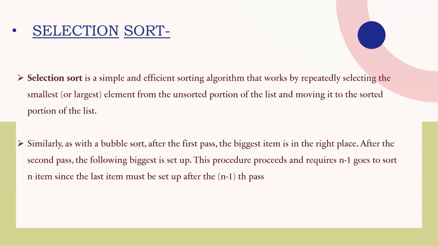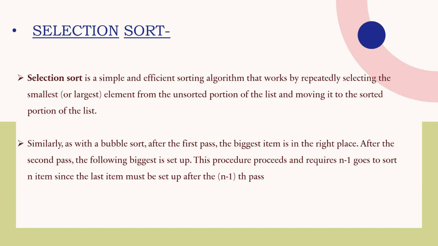Selection sort is a simple and efficient sorting algorithm that works by repeatedly selecting the smallest or largest element from the unsorted portion of the list and moving it to the sorted portion of the list. Similarly, as with the bubble sort, after the first pass, the biggest item is in the right place. After the second pass, the next biggest is set up. This procedure proceeds and requires n-1 passes to sort n items, since the last item must be set up after the n-1 passes.